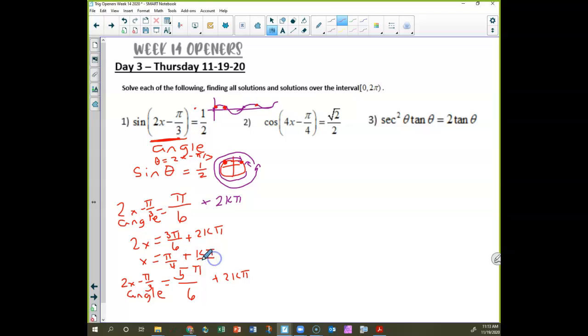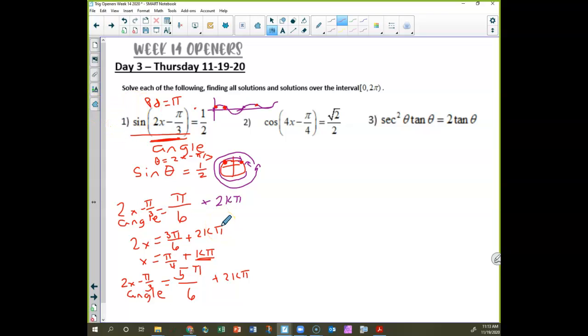This should not come as a surprise, what this turned out to be. Because if I drew this graph, the period would have this horizontal compression of a half. The period would be pi. That's why we're adding pi. Even though I didn't solve it graphically, that's why we're adding pi. It's the period of this graph.